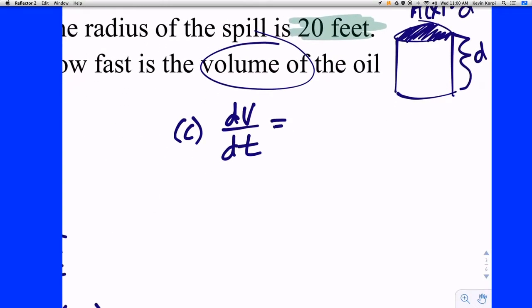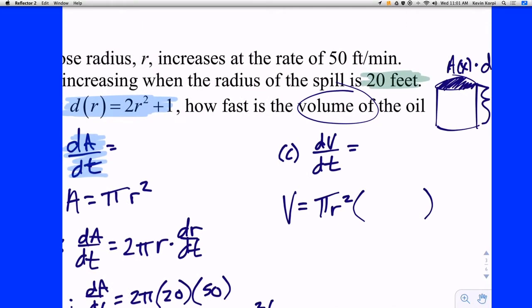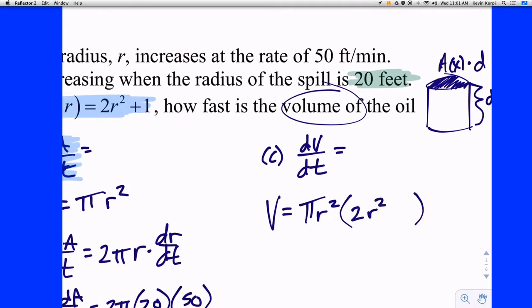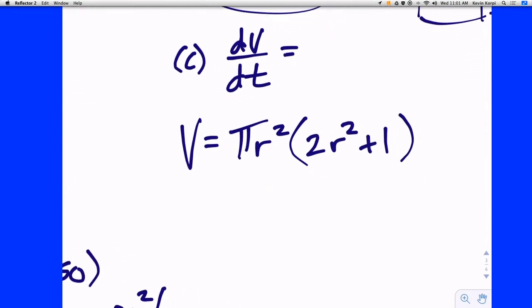So that's the idea here. The volume of the oil spill is going to be the area of the surface, which we know conveniently is a circle, so that's going to again be pi r squared, times the depth at any given value of r, which conveniently was given to us, 2r squared plus 1. So that gives you your third dimension. It's the area times the depth. And because it's a function of r, it makes it really nice. Now, if you want, you can expand that. You get 2 pi r to the fourth plus pi r squared, just so you can use the power rule when you take the derivative.